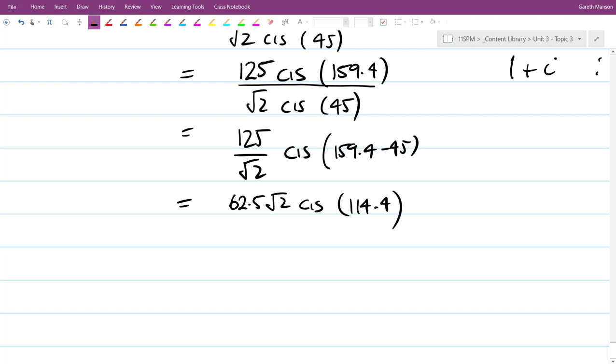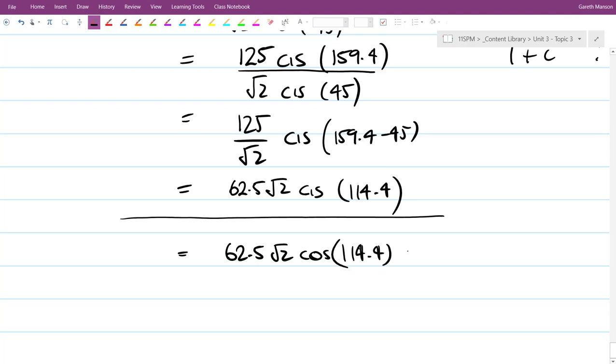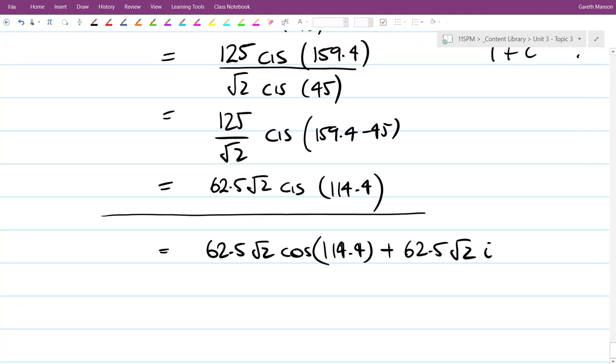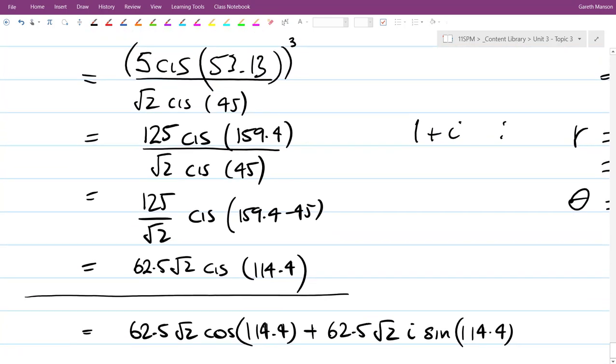Now, at this stage though, I might convert this back into Cartesian form. And you might not need to do this, but we started in Cartesian form, so I'm going to convert it back. 62.5 root 2 cos of 114.4 minus, and by minus I mean plus, 62.5 root 2 i sine 114.4.